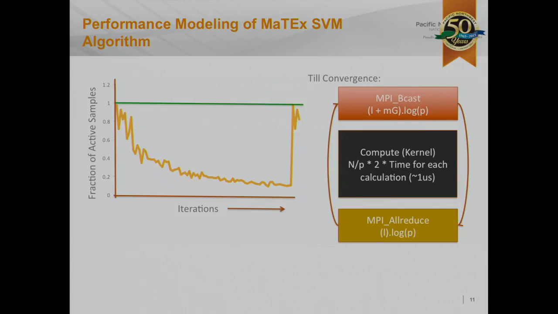So log P. Okay, now let me explain this stuff, right? On the x-axis, we have the number of iterations. On the y-axis, we have the number of samples that are still active in supercomputer machines. So this green algorithm is the default algorithm. For this kind of algorithm, the time complexity is n divided by p multiplied by 2 plus L plus ng dot log p.